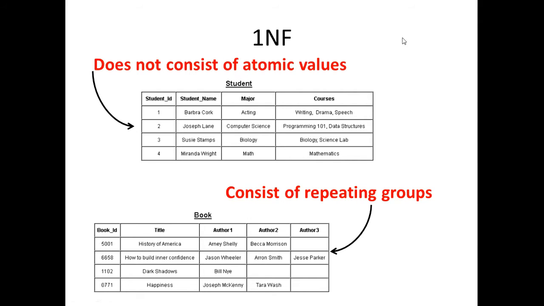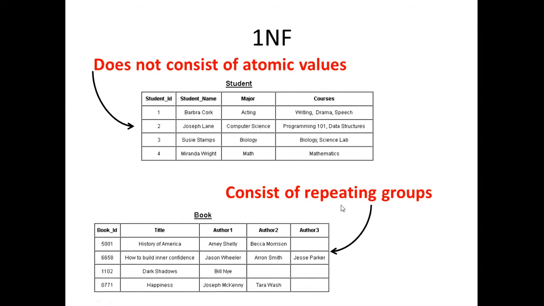Now, as you see here in this courses column, we don't have one value within this particular cell. As you can see, this student, Barbara Cork, has 3 courses: writing, drama, and speech. And this writing, drama, and speech need to be broken up so that they can only be in one cell. But this is just an example of a table that does not consist of atomic values.